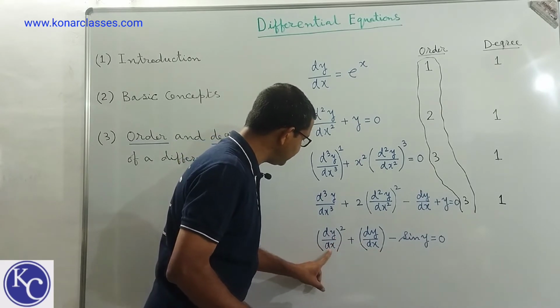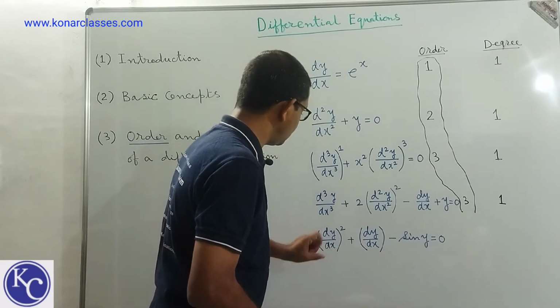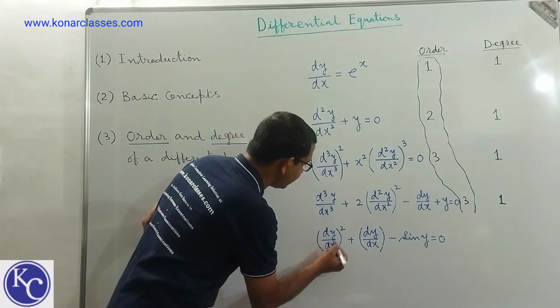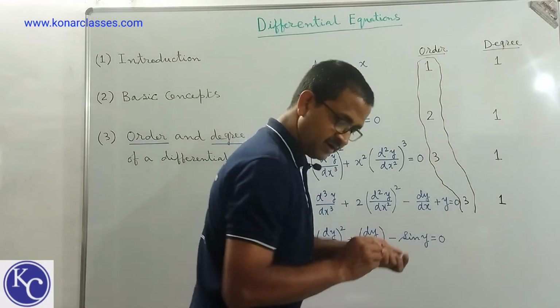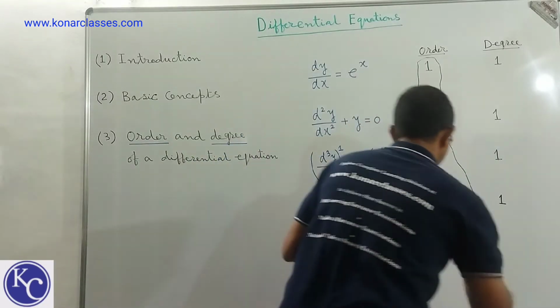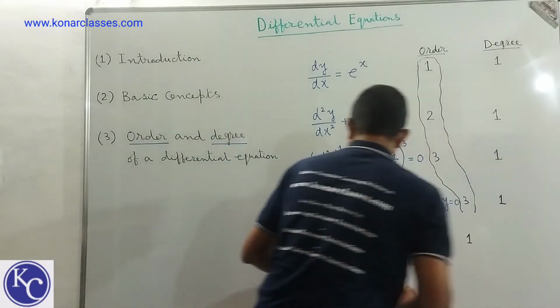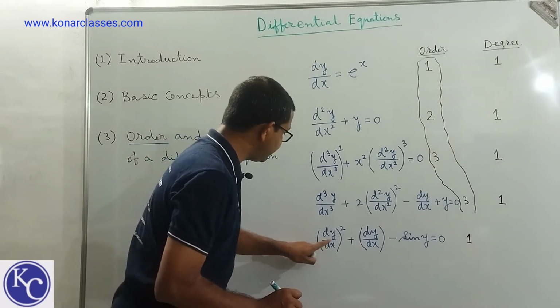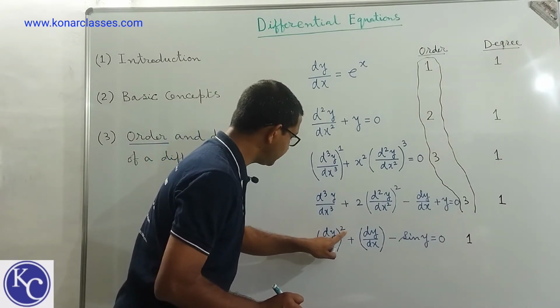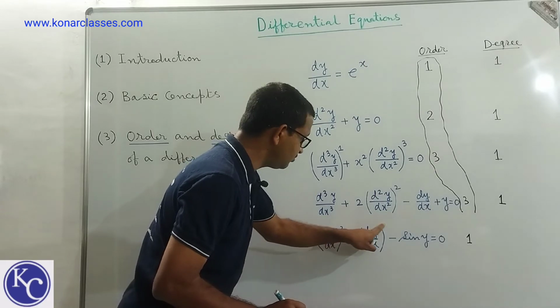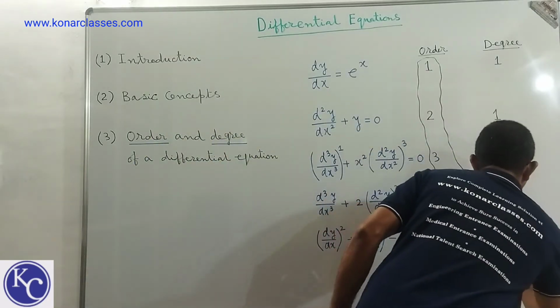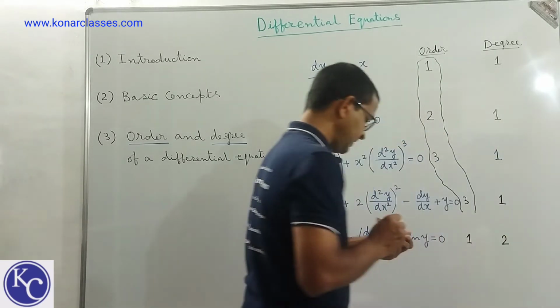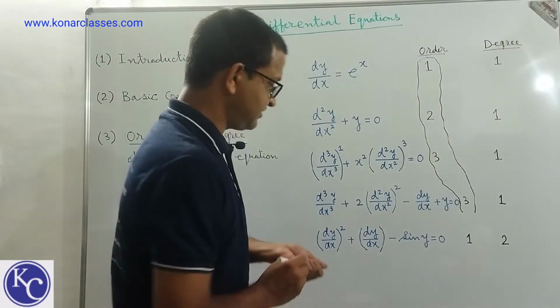So what is the degree then? Degree here is 2. Why? Because what is the highest power? Both are first order, right? Its order is 1, but what is the degree? The highest power is 2. Here the power is 2, here the power is 1, and 2 is more than 1, so we can say the degree of this differential equation is 2. Correct?